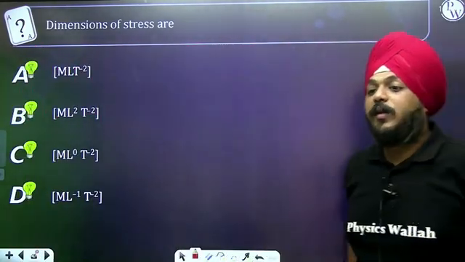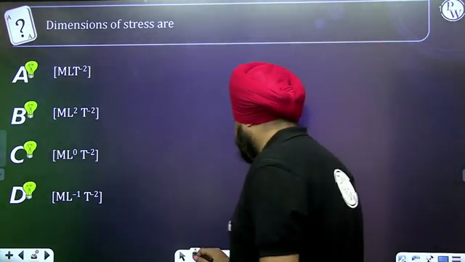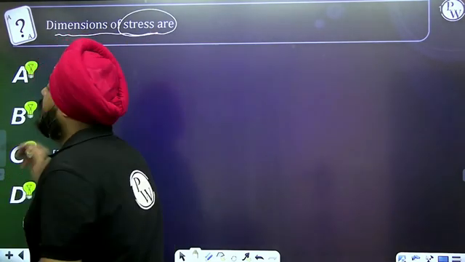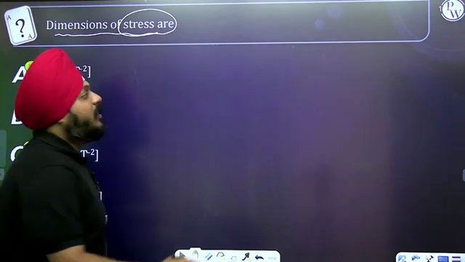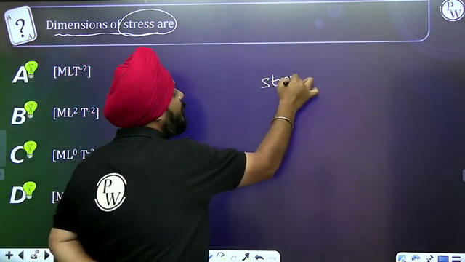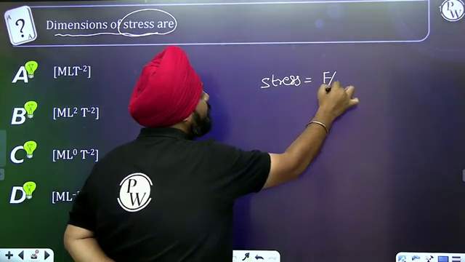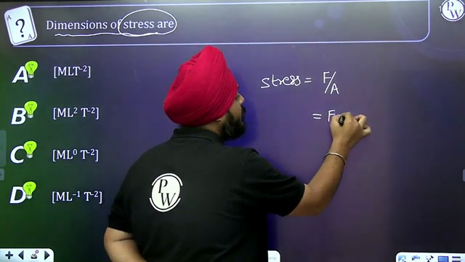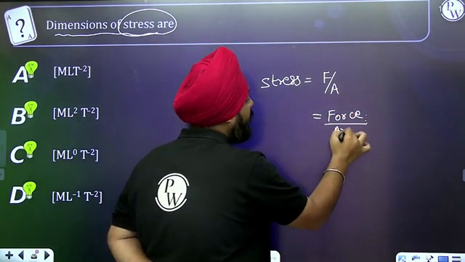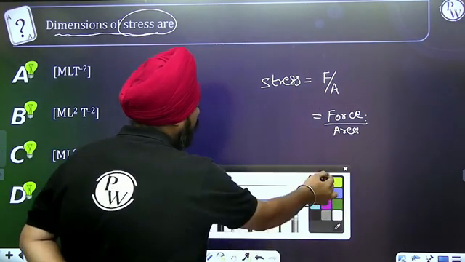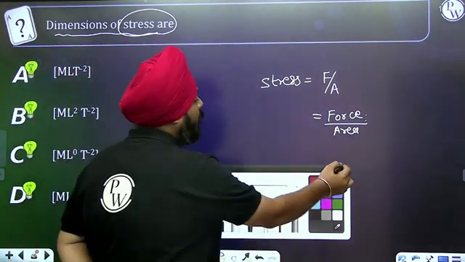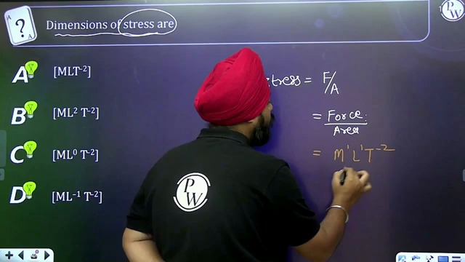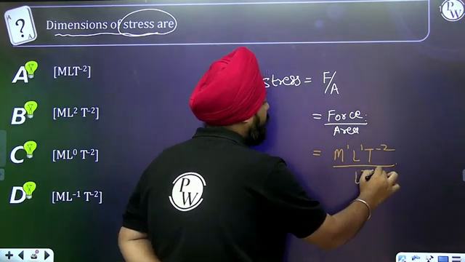Let's move on to the very first example of it. What is the dimensional formula of stress? Stress is the physical quantity having the formula force per unit area. It is defined as force per unit area. Force has the dimensional formula M1 L1 T -2. Area means L square.